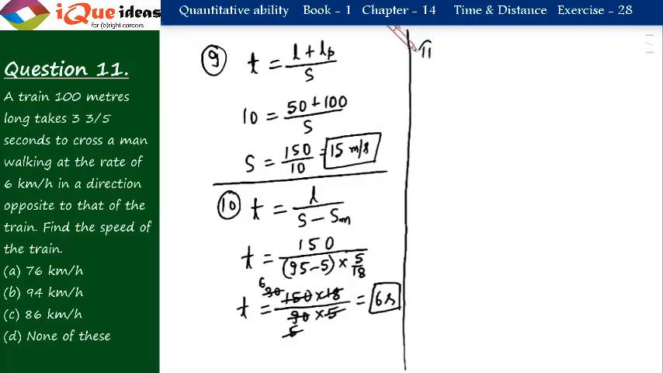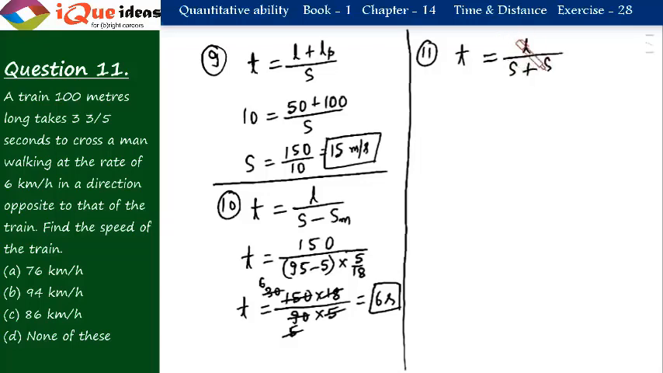Now let's take up the 11th question. The 11th question says a train 100-meter long takes 3 by 5 seconds to cross a man walking at the rate of 6 kilometers per hour in the direction opposite to that of the train. Find the speed of the train. Alright, so time taken by the train to cross a man is equal to length of the train divided by speed of the train.